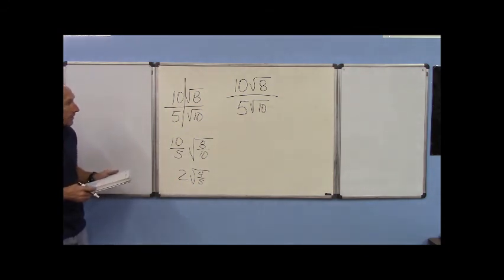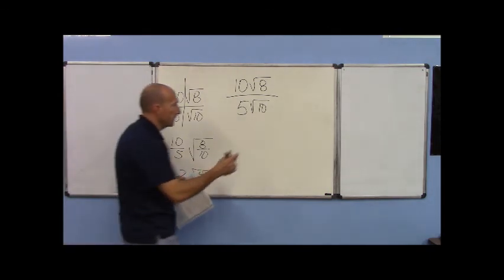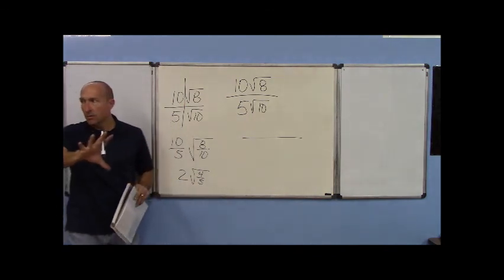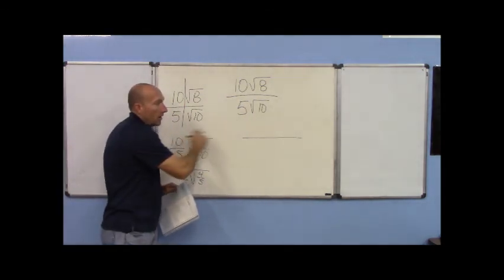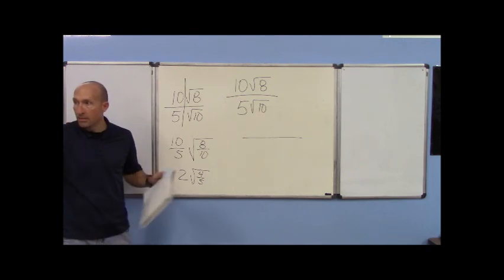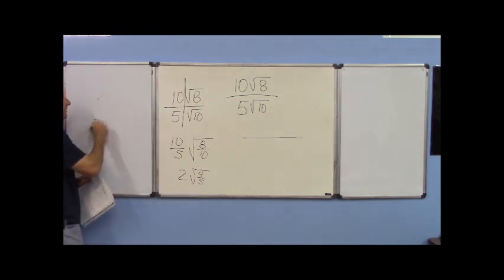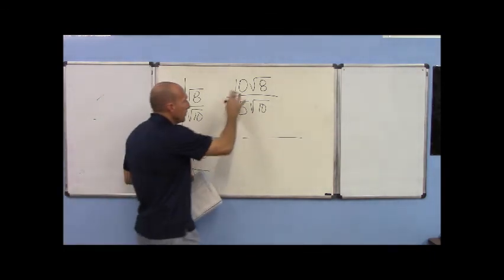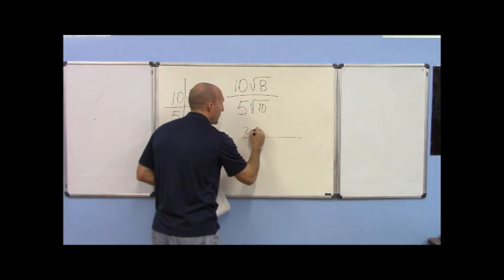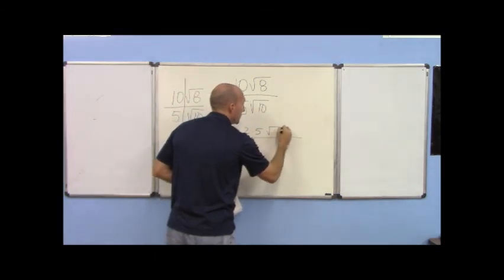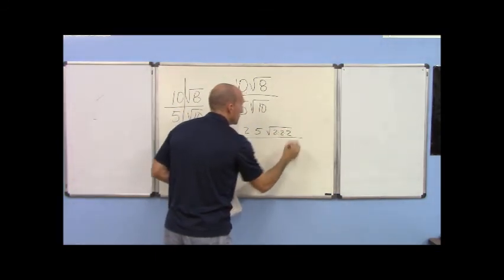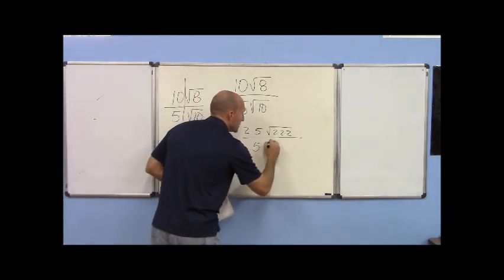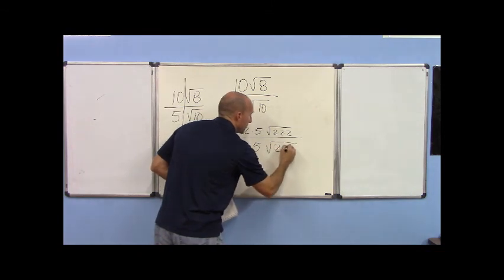Another way of doing this, some people like to simplify where you factor everything out on top and bottom of one long division sign. Make it one big fraction. And then you go canceling out. I'm still going to do it just because it helps people out. We have 10 is 2 times 5 times the square root of 2 times 2 times 2. And then we have 5 times the square root of 2 times 5.